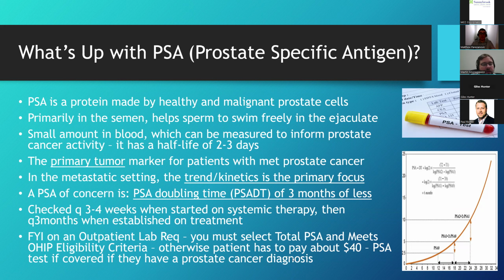And a PSA of concern, we follow a general rule of a PSA doubling time of 3 months or less. So initially when these patients are seen, especially on ARATs, we would check the PSA every 3 to 4 weeks, and then every 3 months once they're established on treatment. And I always keep a note about the importance of OHIP eligibility criteria, especially on outpatient recs, that we must include the fact that it is funded because they have a diagnosis.